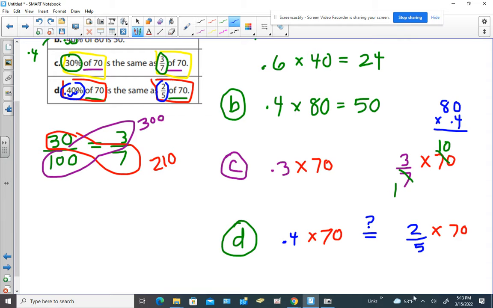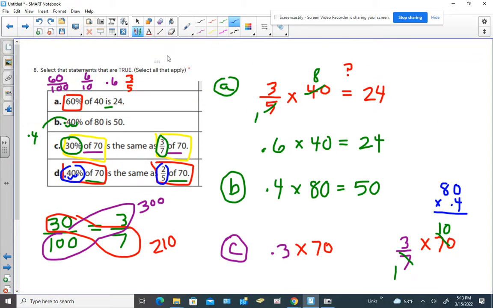All right, so good luck finishing that up. Remember, you have to select all that apply. Anything that's true, check the box.